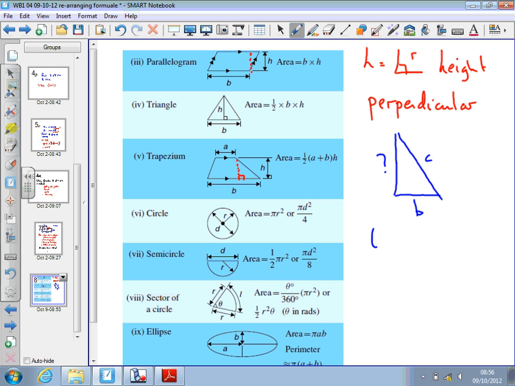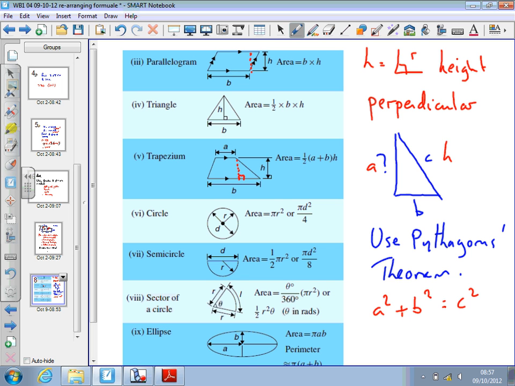Pythagoras. So we have to use Pythagoras' theorem to find that missing side, A. And Pythagoras' theorem says that A squared plus B squared equals C squared. The square of the two shorter sides equals the square of the longer side, called the hypotenuse. So in other words, we need to use this theorem quite often to find this missing side before we can find the area.